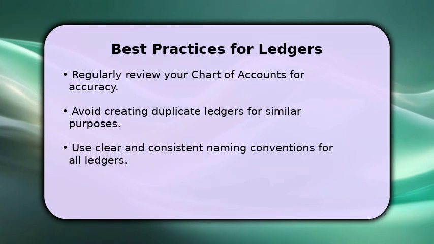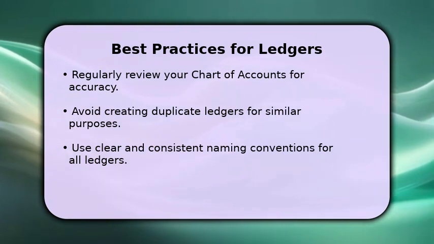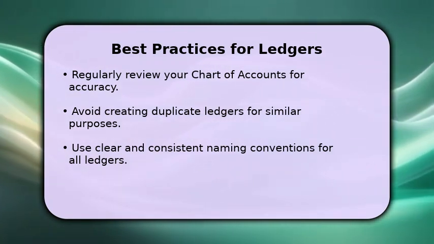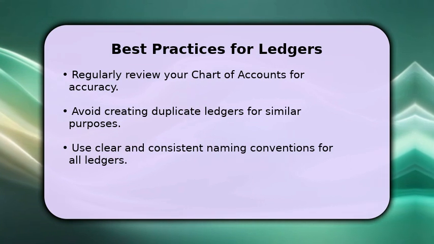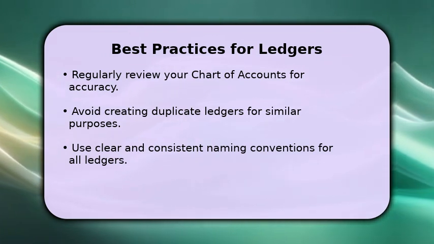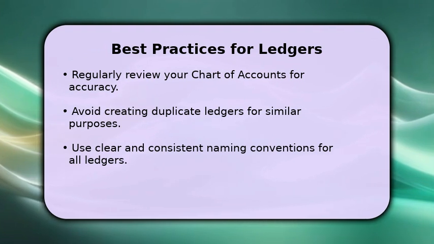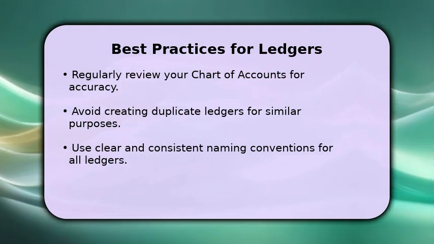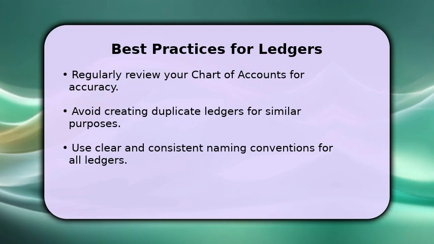To maintain a clean and efficient accounting system, regularly review your chart of accounts. Avoid creating redundant ledgers. Instead, utilize existing ones where appropriate. Employ consistent naming conventions, such as sales product A versus sales product B, for clarity.